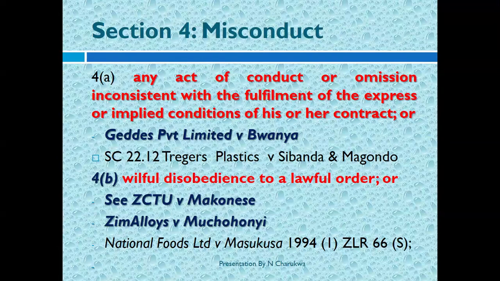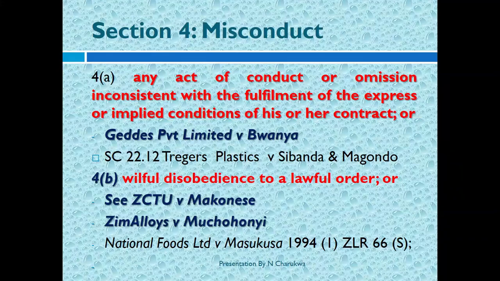And the first one, there's a case there which you can also look up, which is Geddes Private Limited versus Bwanya. And there's also Trigger Plastics versus Sibanda and Magondo. Those are some cases that you can also look at when it comes to conduct that is inconsistent with the fulfillment of the expressed or implied condition of employment. 4B, there is willful disobedience to a lawful order. Now we've got a very common word that we use for this one, which is insubordination. Now, if an employee is insubordinate, they can also be charged.